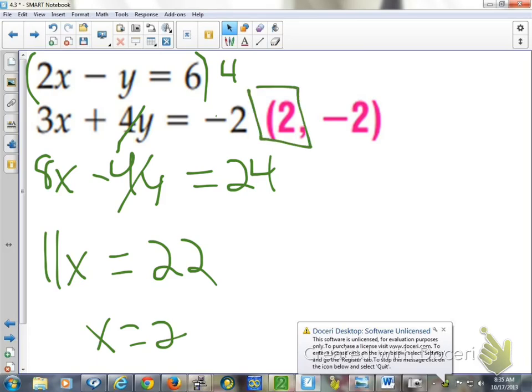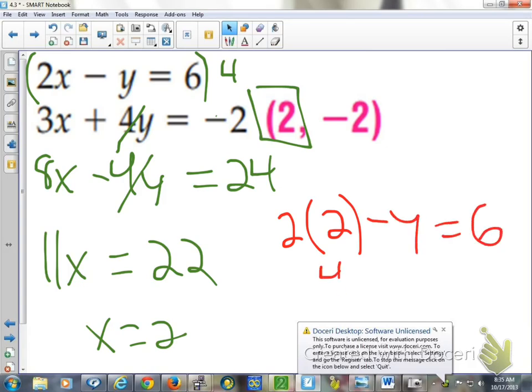And then just like before, you have to take that 2, come back up here, plug it into any equation you want, doesn't matter which one, and solve for y. So let's plug it into the top one. So if we plug that into the top equation, that'll be 2 times 2, because I'm plugging in 2 for x, minus y equals 6, which is 4 minus y equals 6.